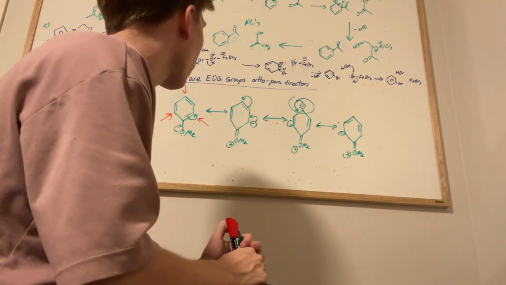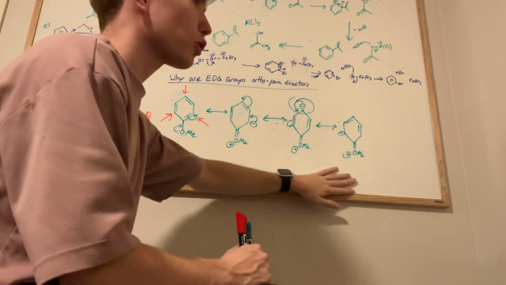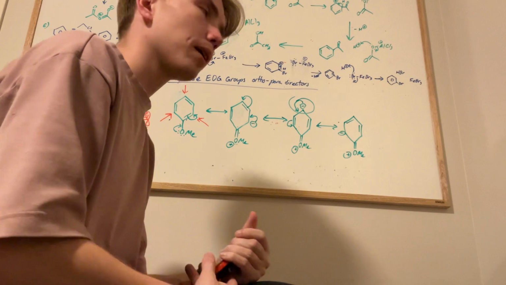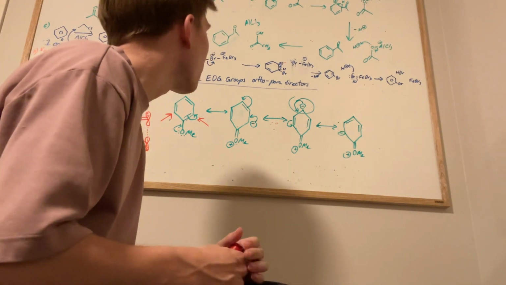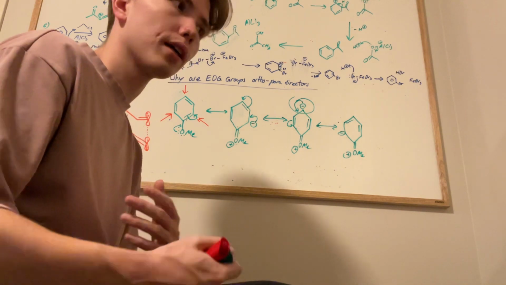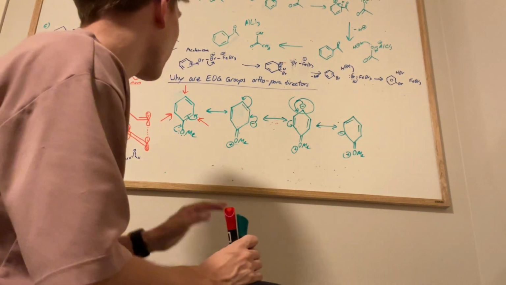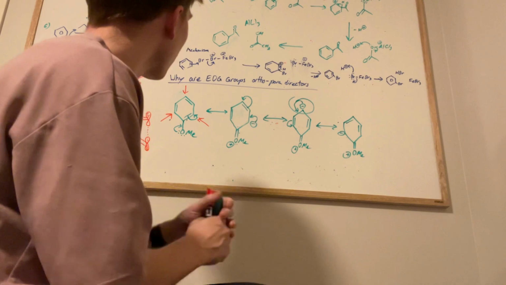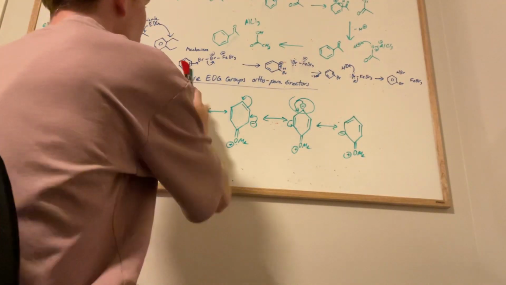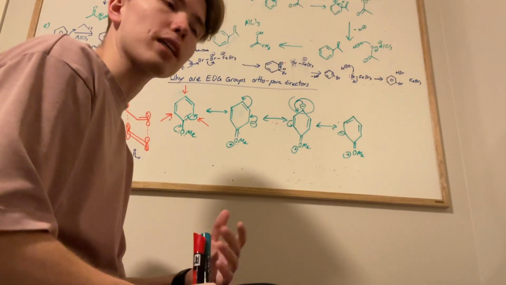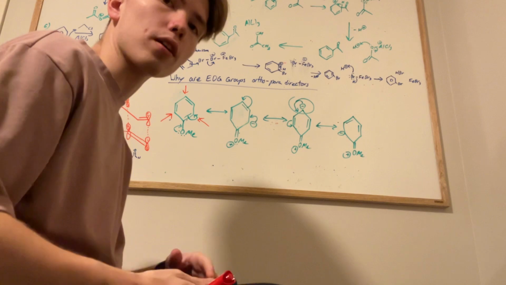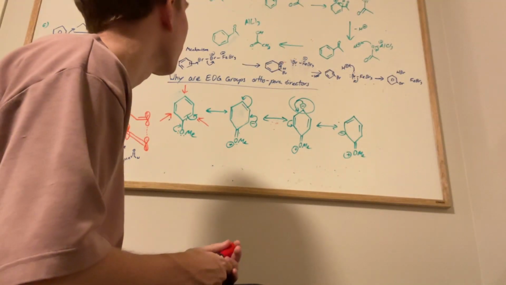Of course, these structures are all representations of resonance, meaning that none of them is totally correct to what the actual picture is. The electrons are delocalized, but there is a partial negative charge at the ortho and para positions, and that enables it, because a nucleophile is stronger when it has more electron density.